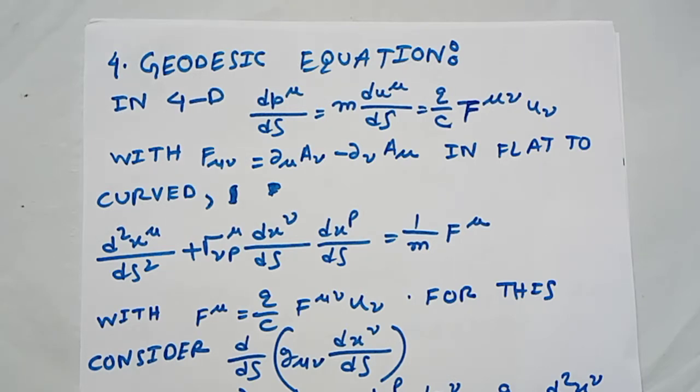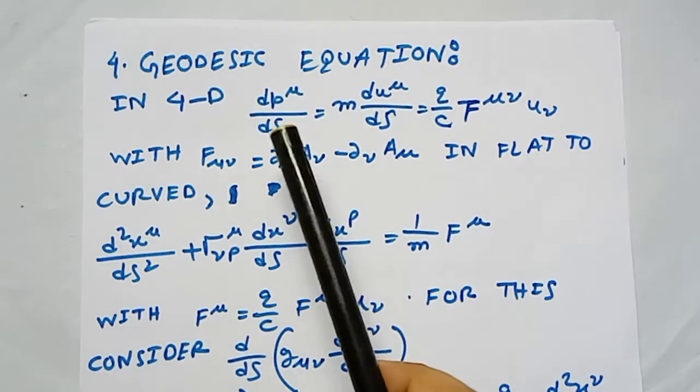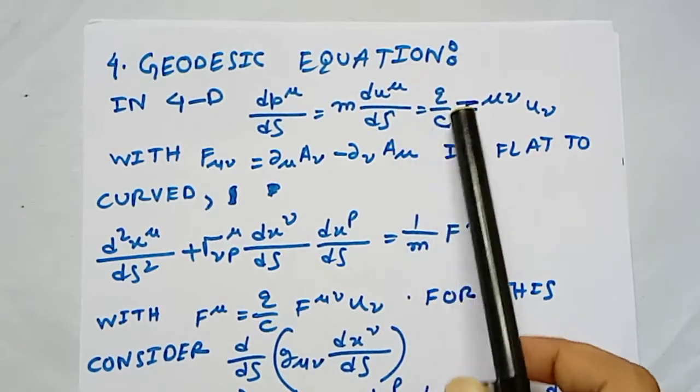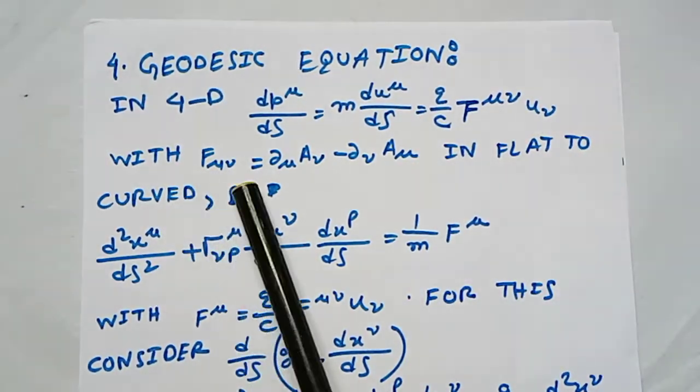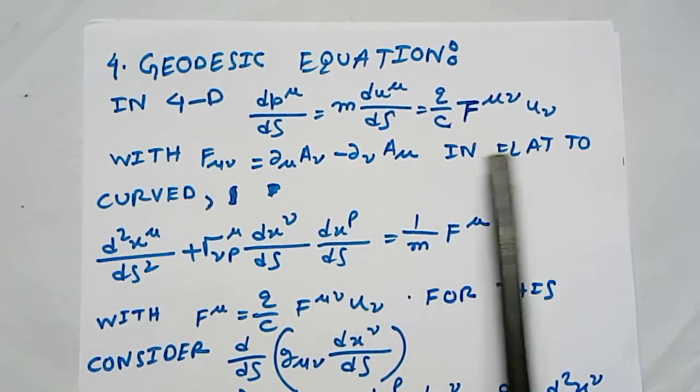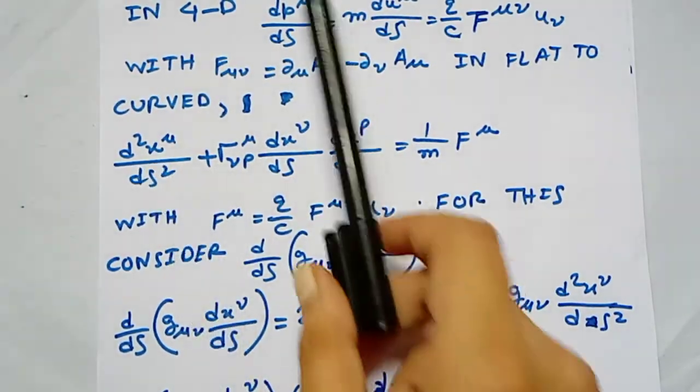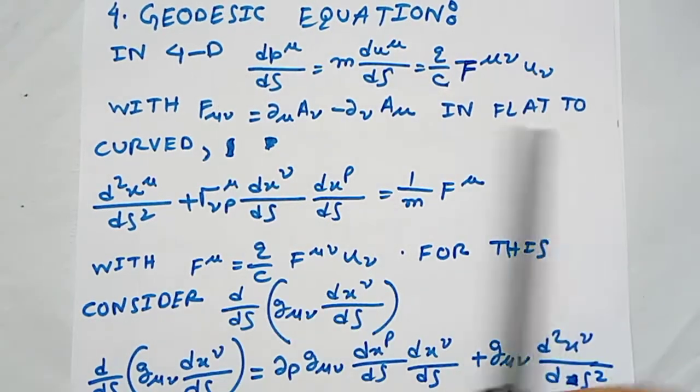and we have dp^μ/ds = m da^μ/ds = (q/c) F^μν u_ν, where F_μν = ∂_μ A_ν − ∂_ν A_μ, going from flat to curved space time. Now we have the four-dimensional equation dp^μ/ds = m da^μ/ds = (q/c) F^μν u_ν. With this, F_μν = ∂_μ A_ν − ∂_ν A_μ, going from flat to curved space time.